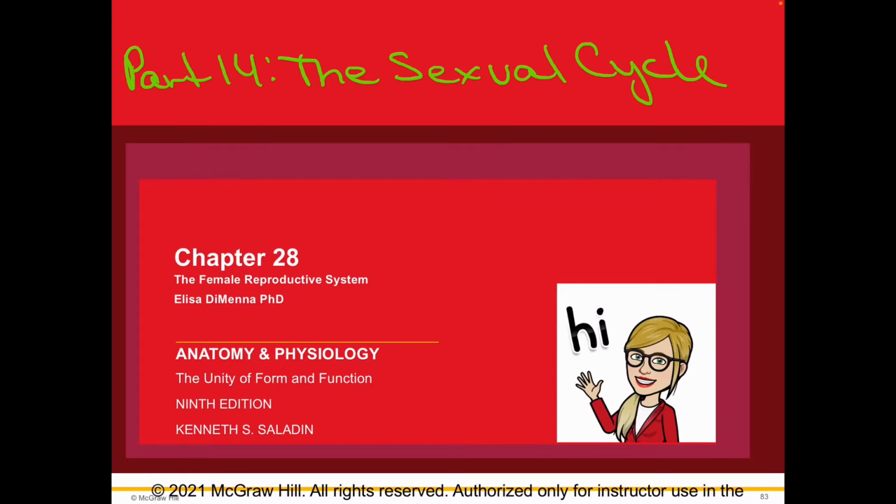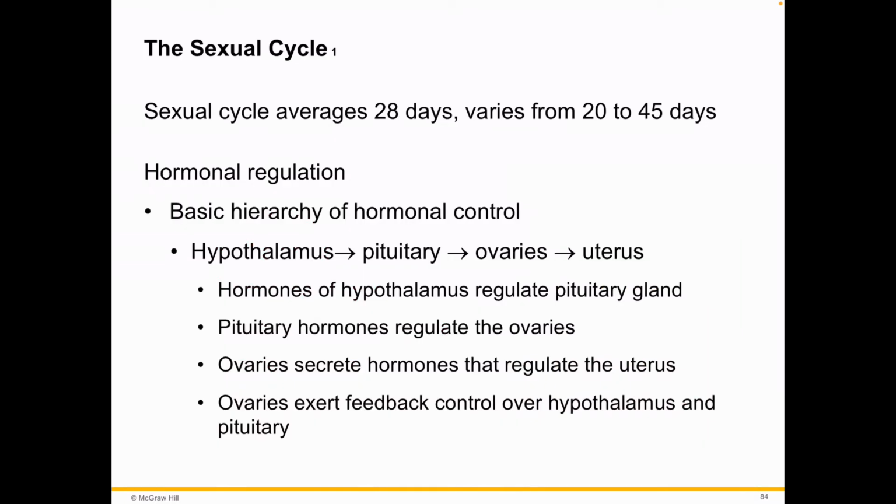We're back. We're talking about the human reproductive system, the female aspect. This is part 14, the sexual cycle. It averages about 28 days and varies. It can go really short to 45 days, so a little bit longer. It's based on the regulation of hormones and a basic hierarchy of hormonal control.